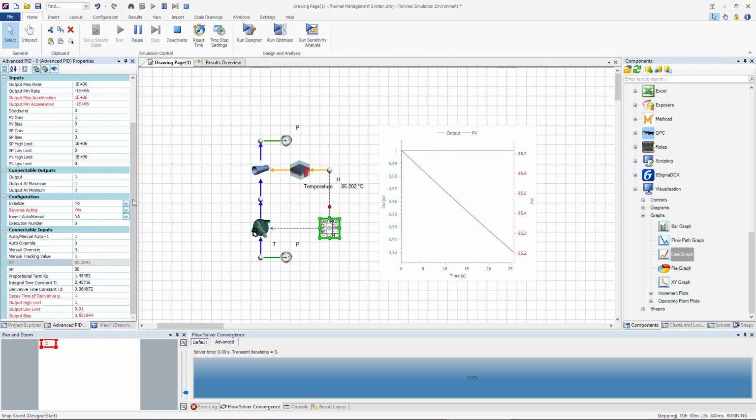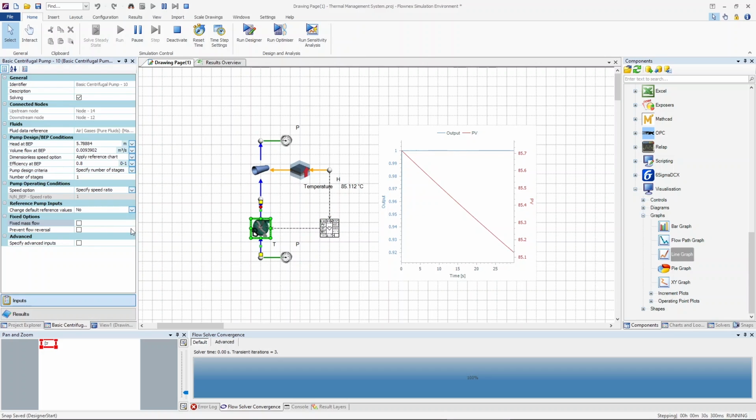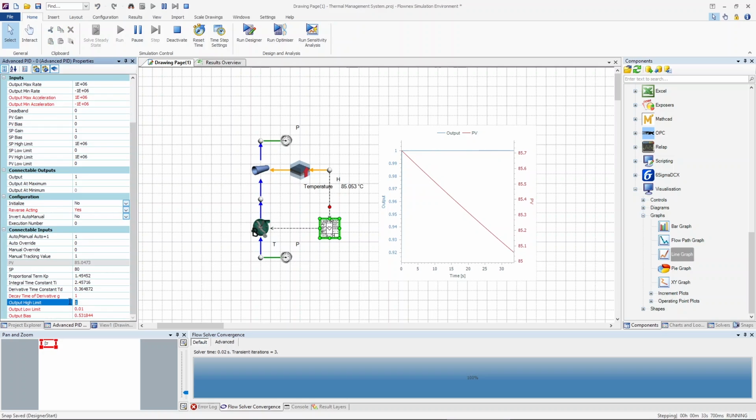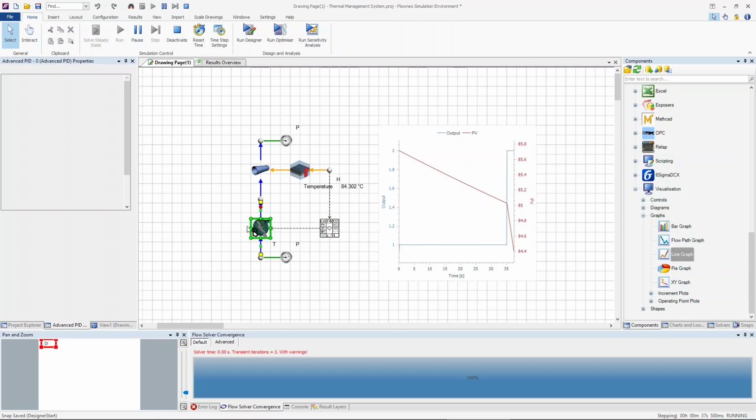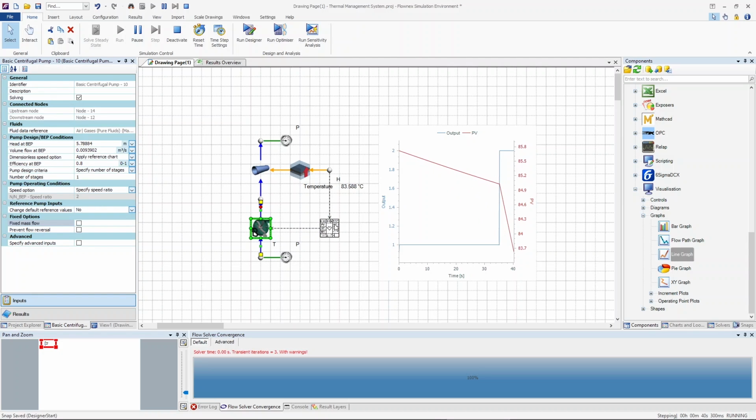For example, the upper limit has been defined as too little. We can just increase this to 2, and then essentially this will make it much easier to find that 80 degrees Celsius. So there you have it. It's quite easy and simple to calculate the thermal management system of a PEM fuel cell, and then also apply the control for that fuel cell.